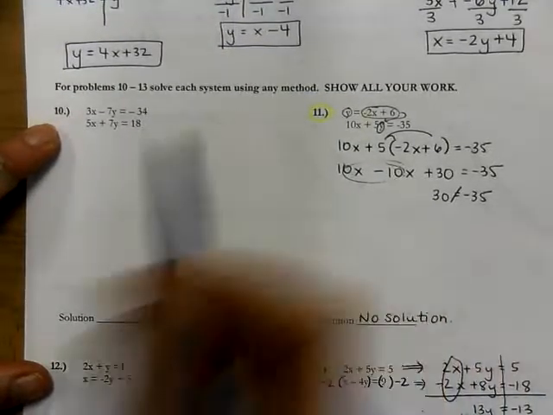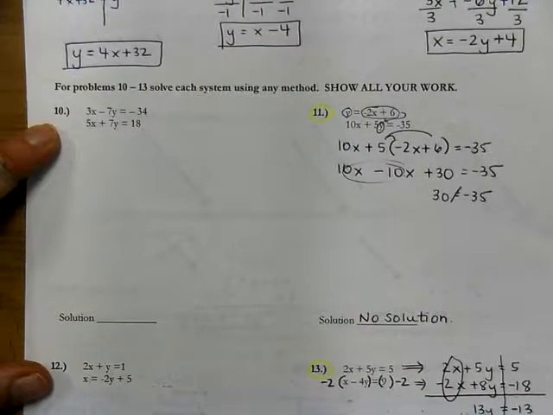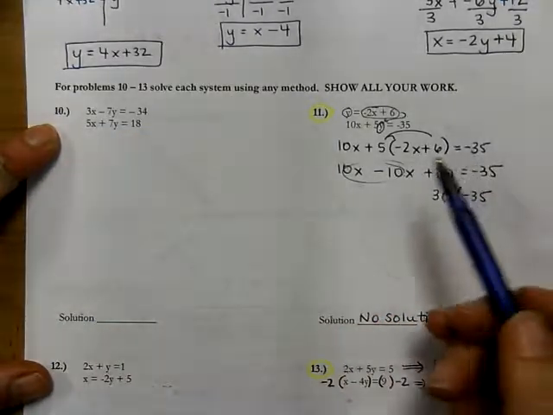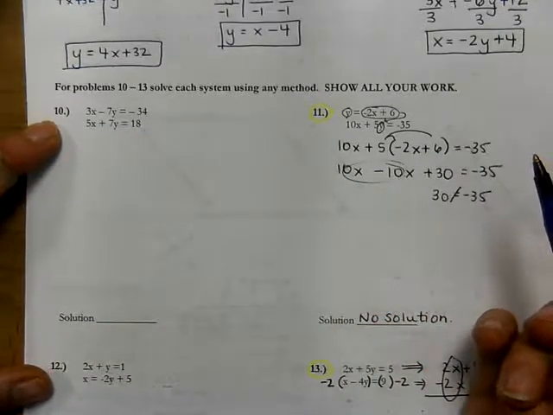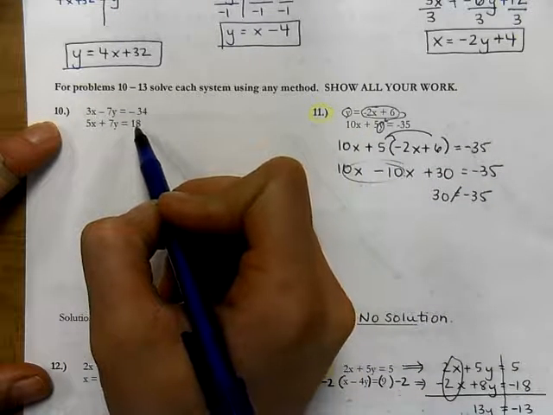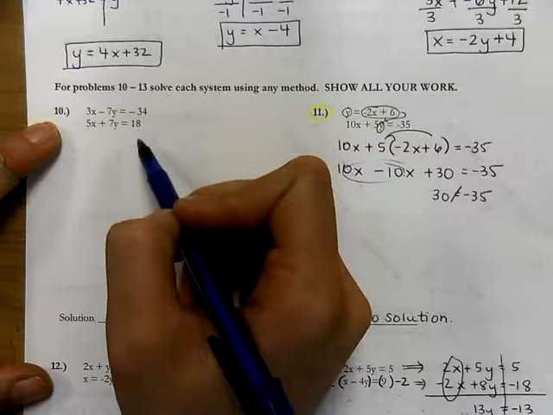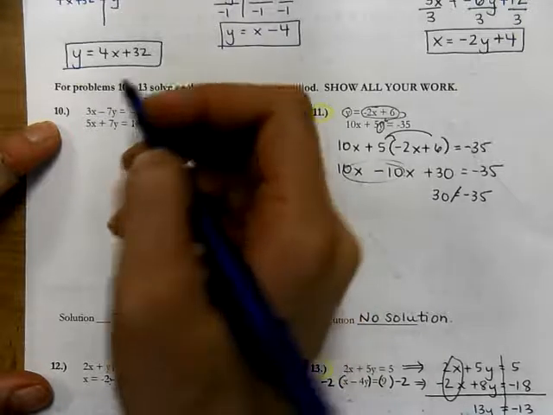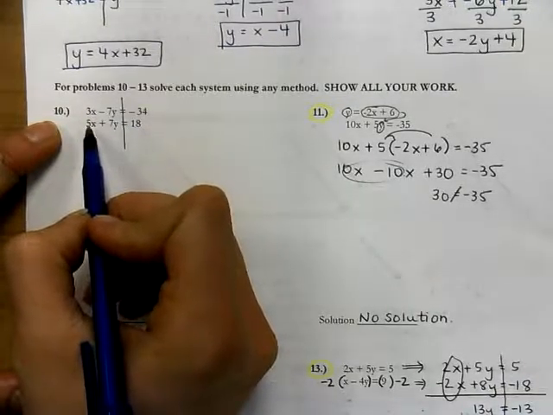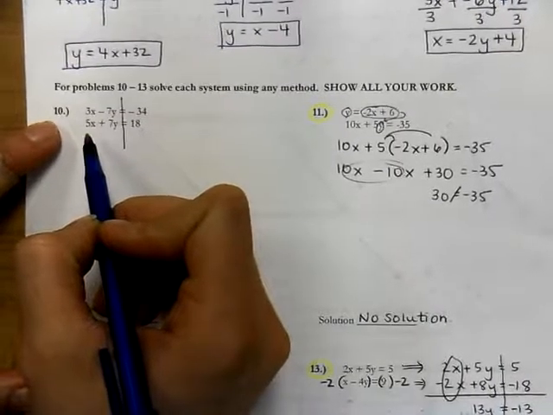Scooting down to number 10, it asks us to solve the equation using any method. So we can use either substitution, elimination, or graphing. Because they're not given graphs, I'm not going to choose graphing, we'll use substitution or elimination. When I look at these two equations, I notice that they're both in standard form. And when both equations are in standard form, often it's easiest to solve using elimination. So I'm going to see, can I eliminate one of the variables? Well, when I add 3x and 5x, they do not add to be 0, so they're not eliminated.